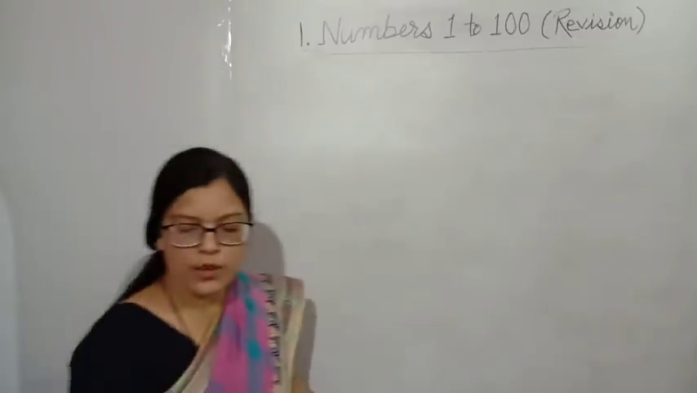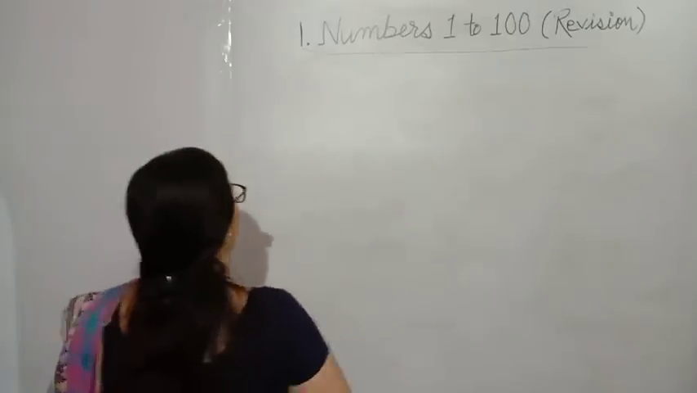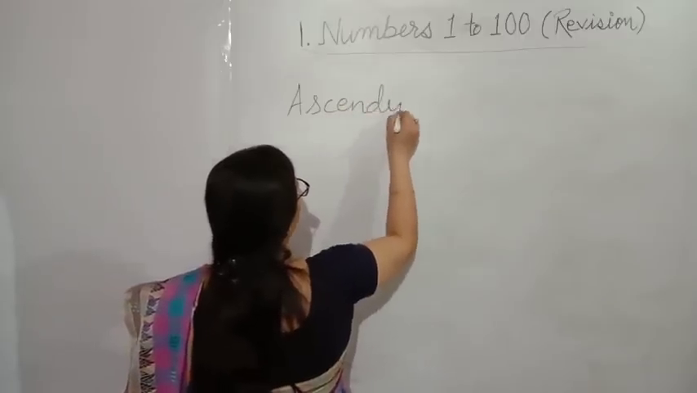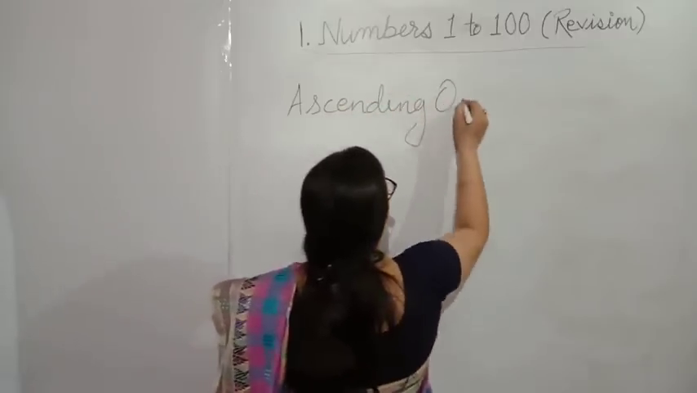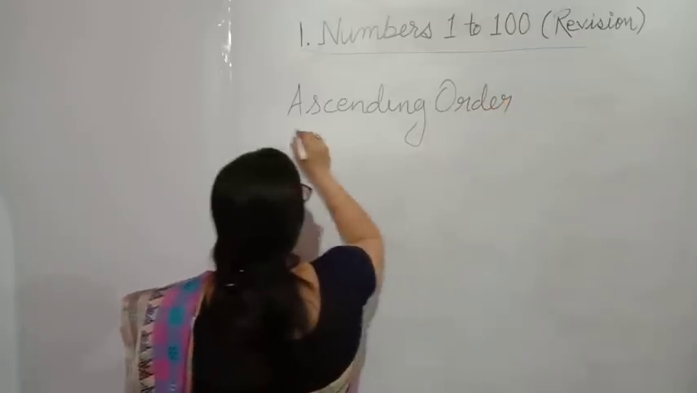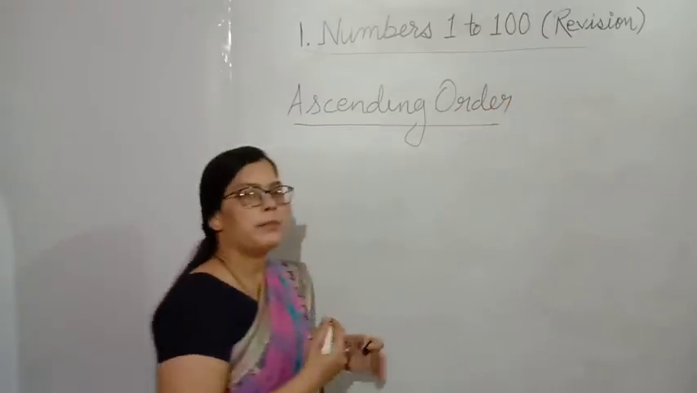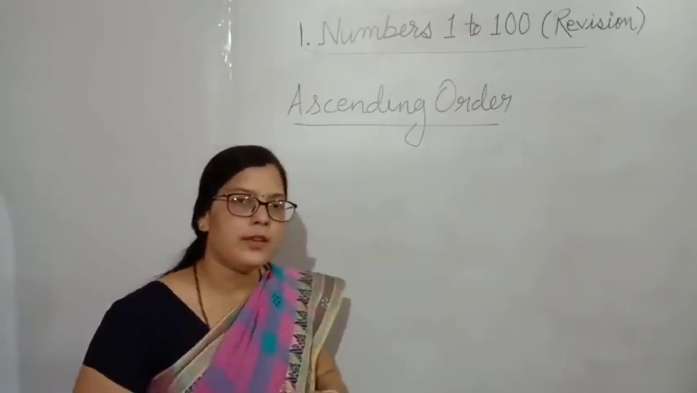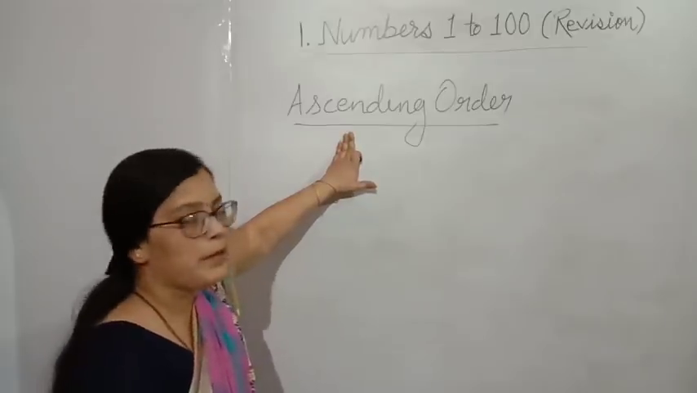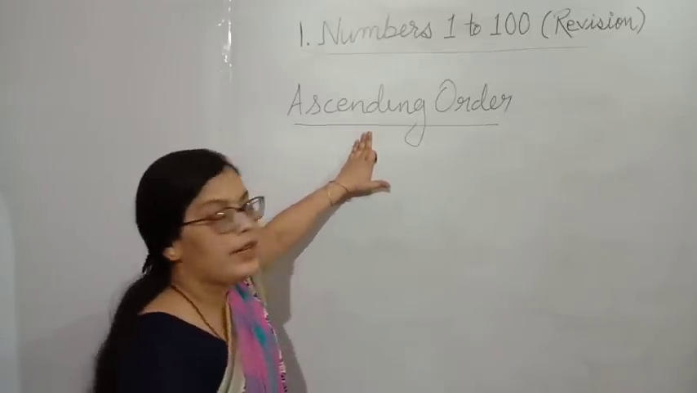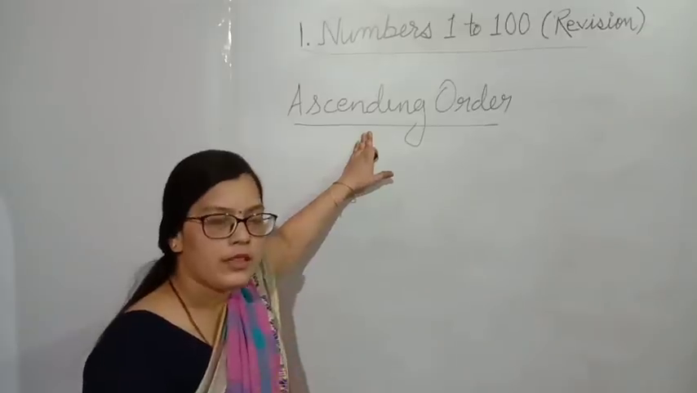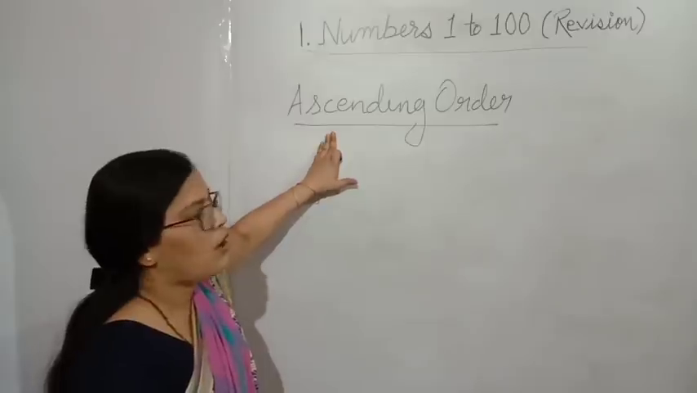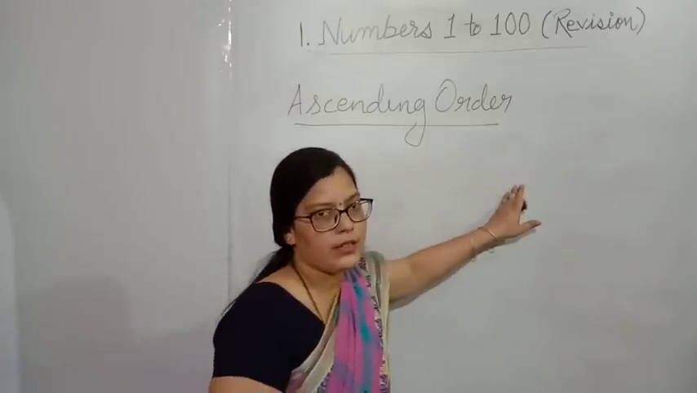Okay, so our next topic is arranging numbers in ascending order. Till now we have learned how to compare two numbers. Now we have to compare more than two numbers and arrange them in ascending order. What do we mean by ascending order? In this we arrange the numbers from the smallest to the biggest number.